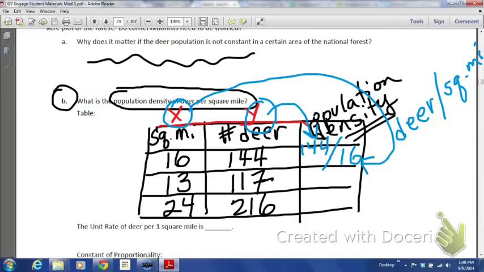Figure out the population density, number of deer per square mile in all three of these cases. Okay, so over here, I don't want fractions as your answers right now. I just gave you this fraction just to show you where to start. Of course, you want to create a whole number or a mixed number out of that. So come back after you've done that.